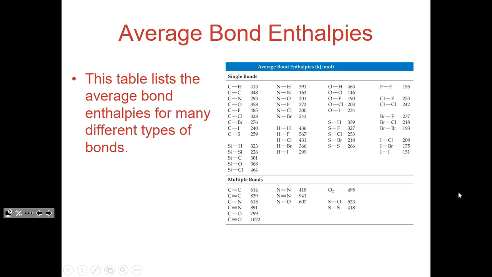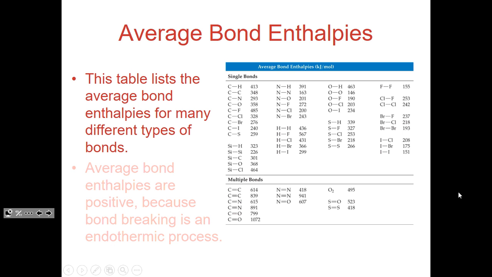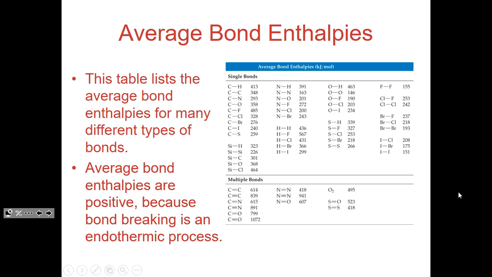Now, what this table lists is average bond enthalpies for a number of different bonds. You'll notice they're all positive, and that's because it's endothermic to break bonds. We have to put in energy to do that. So all of these are listed as a positive value, an endothermic process. Now, if we're talking about making bonds, it'll be the same energy, but now it'll be negative rather than positive.